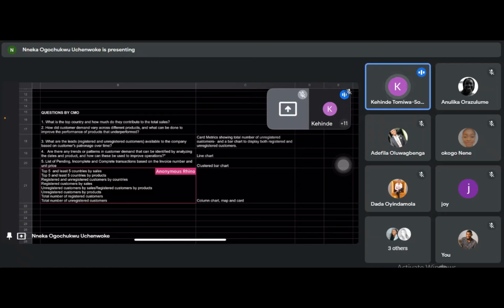Okay, nice one, Kendi and her team. All right, can you just scroll up to the CEO questions by CEO? All right. So what was the overall sales for the year? Okay, overall sales for the year. Perfect. You can use that in doing that, since you can't really categorize the overall sales using visuals.